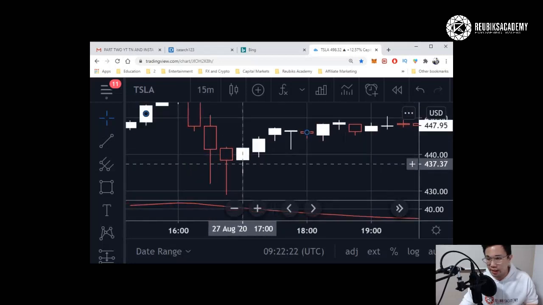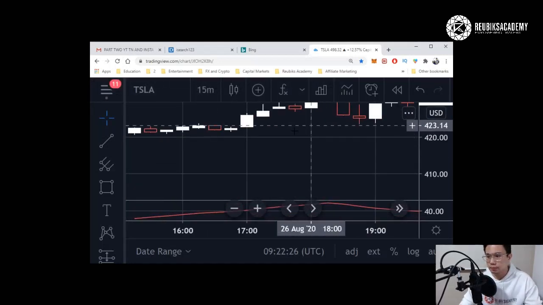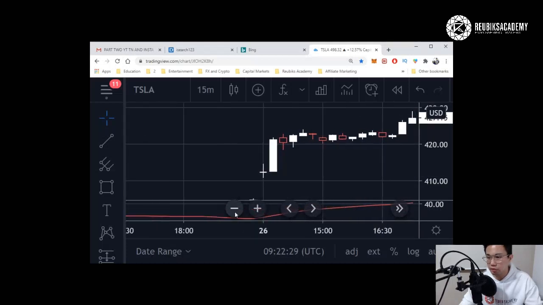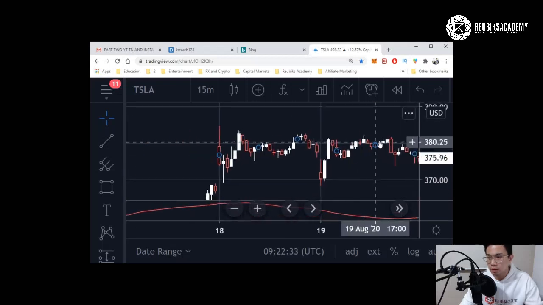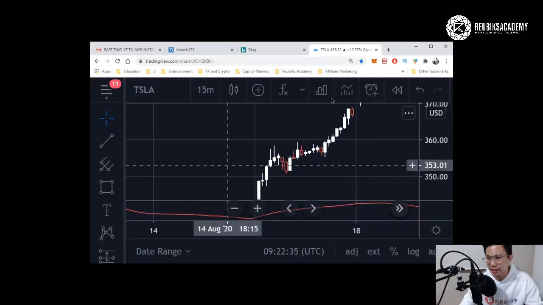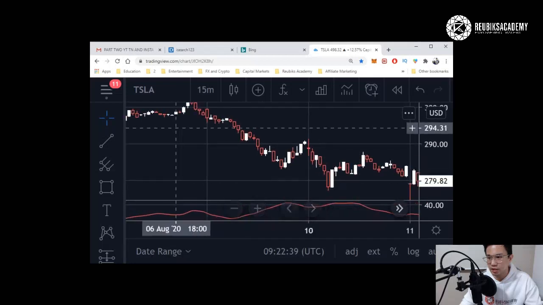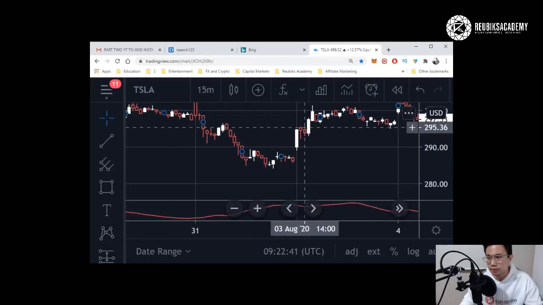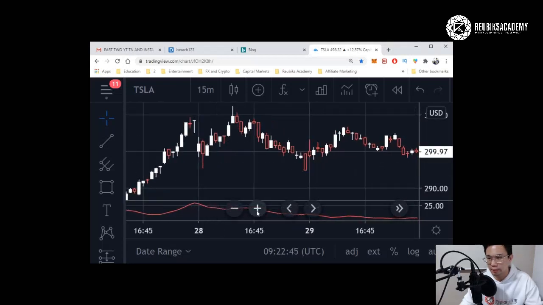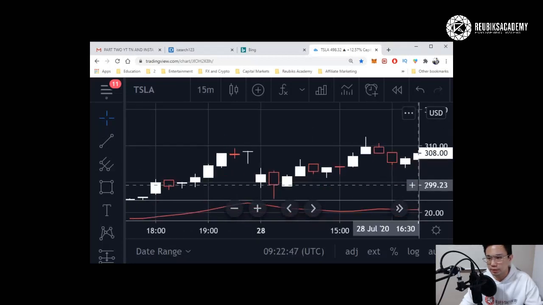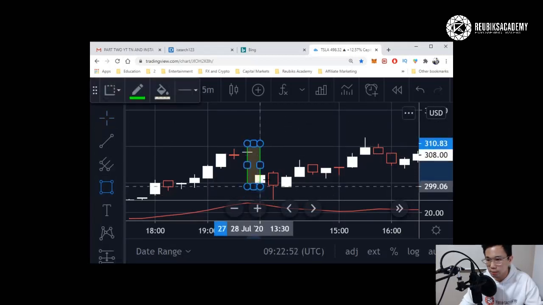Let me try and find a gap down for you. I think it's a bit hard to find a gap down for Tesla because it has been quite bullish. Let me try to find a gap down for Tesla. Yeah, it's been quite bullish. Okay, finally a gap down. So this is what we call a gap down. Let me put in a different color.